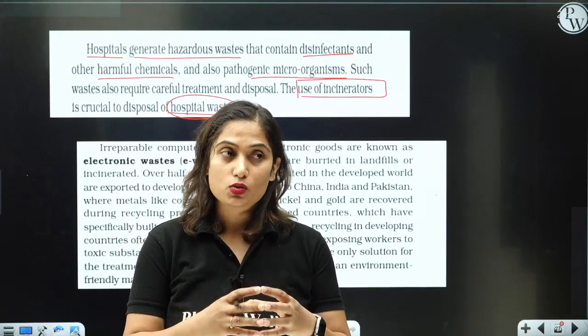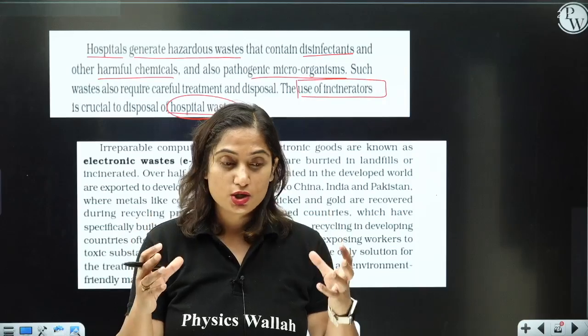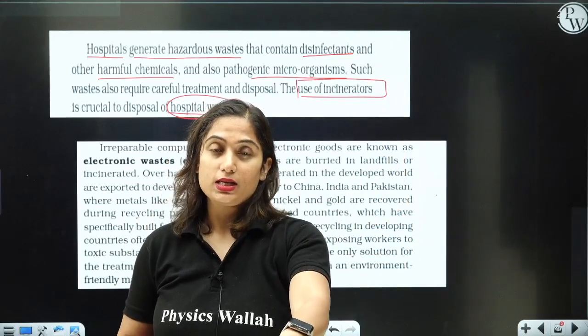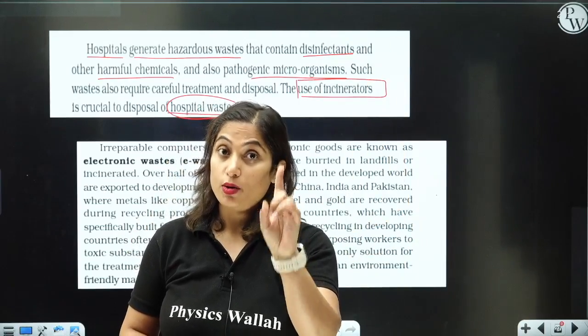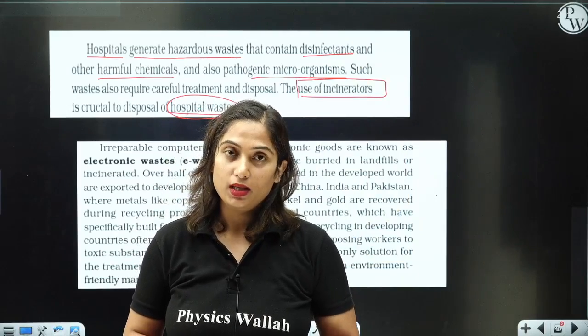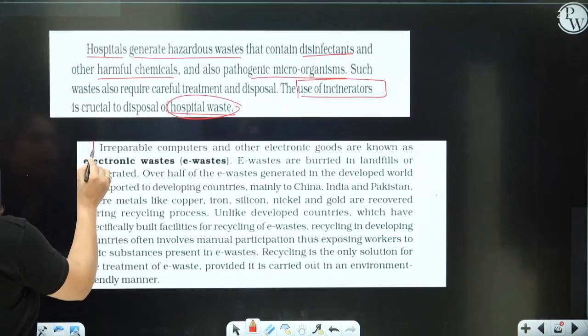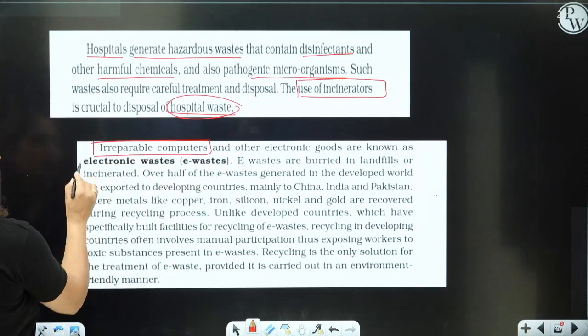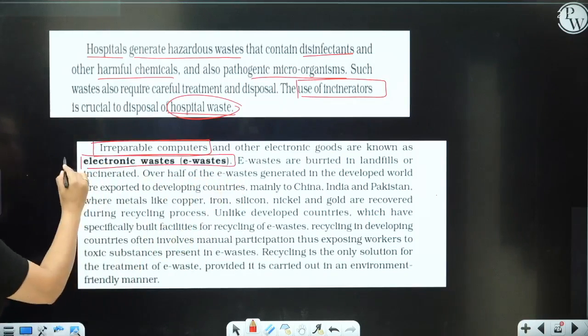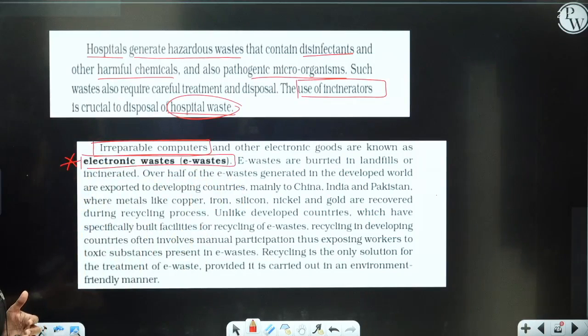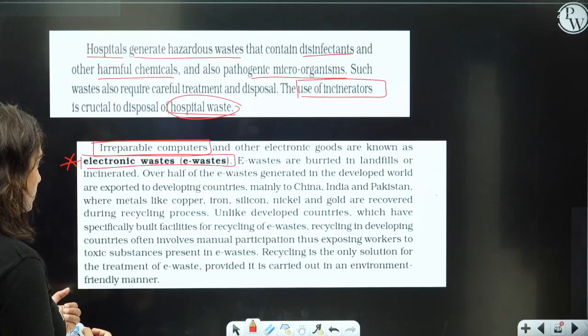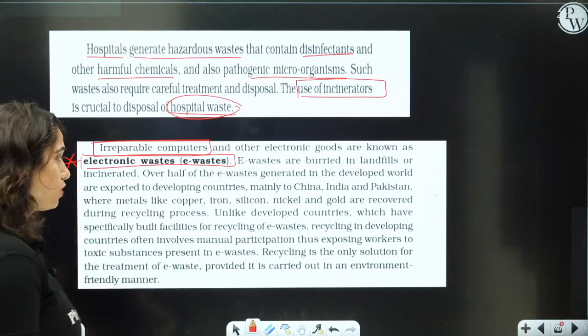These are devices which are maintained at high temperature, and the hospital waste is dumped into these devices. So remember, hospital waste is degraded with the help of incinerators. Then comes the irreparable computers, the electronic waste. Then comes the e-waste, which we also call electronic waste. So e-waste, how do we dispose of e-waste?